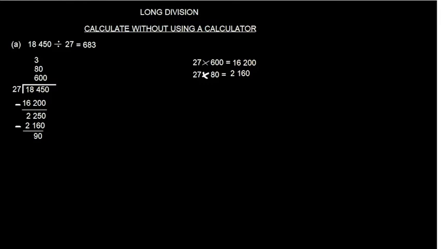Then I'm going to multiply for the last time. So it's 27 times 3. Answer is equal to 81. I'm going to let 81 be negative, then I'm going to subtract: 90 minus 81. Answer is equal to 9. Then 9 is the final answer. 9 is the remainder, or you can say 9 remains.